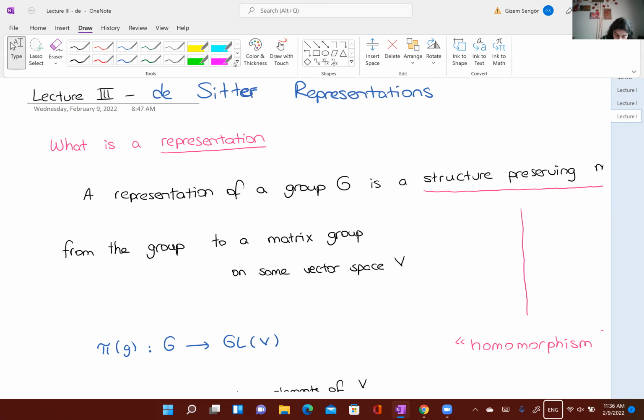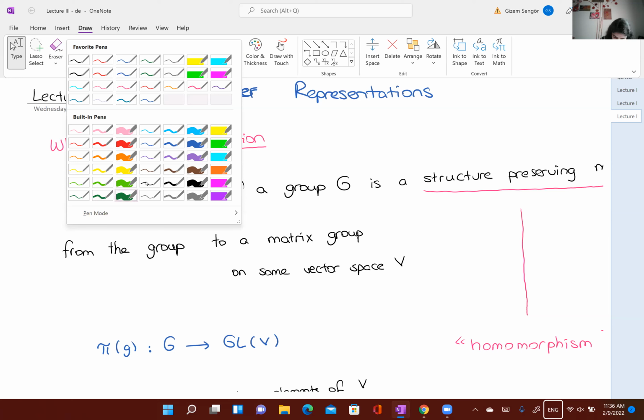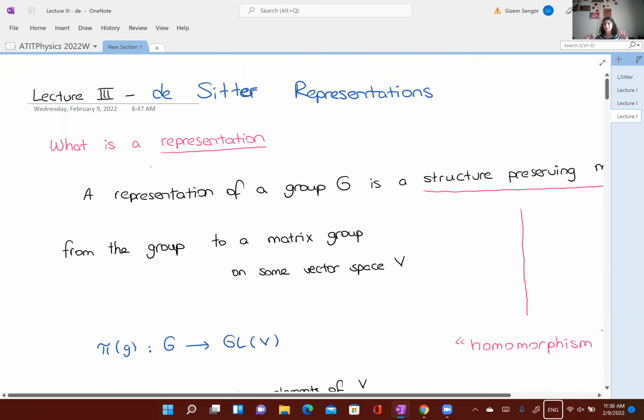But as always, let's warm up with some basics. So what is a representation to begin with? A representation of a group is a map from the elements of the group to some matrix group, actually. And this is not just any random map, but a map that preserves structure. So what is this?